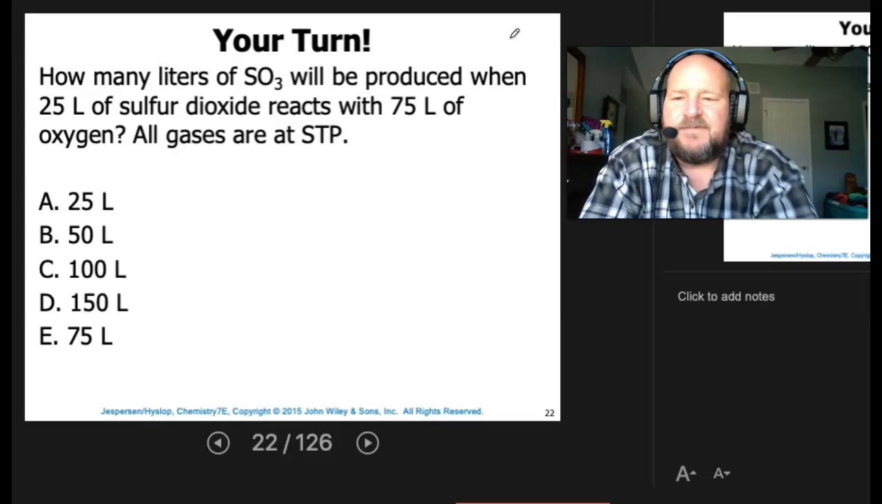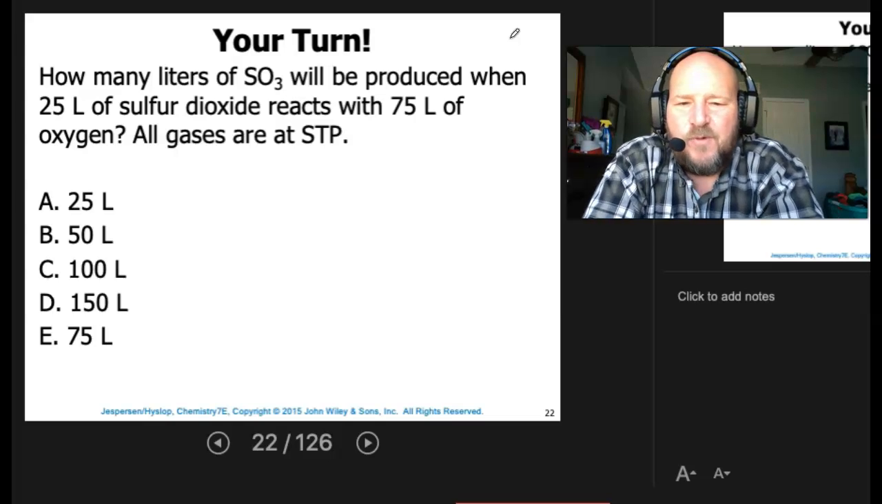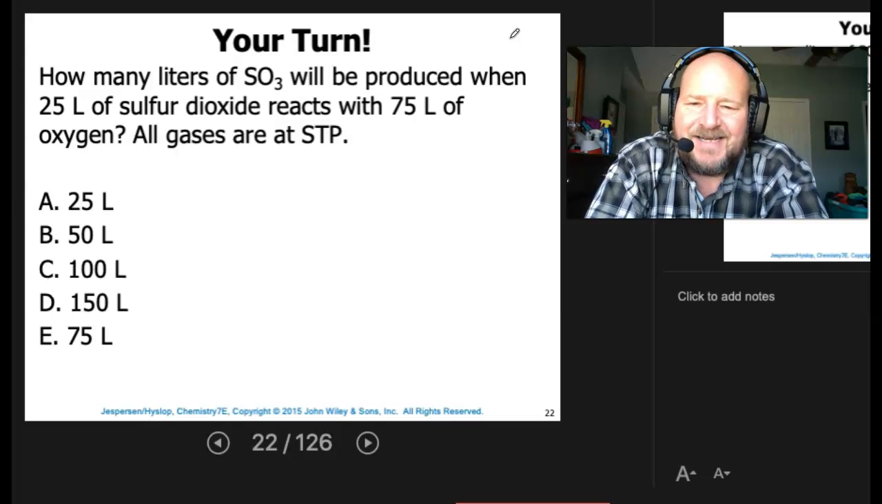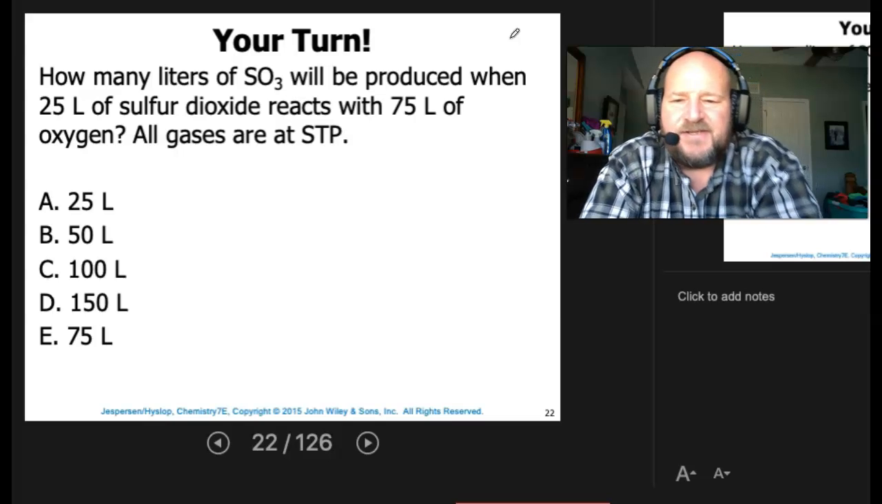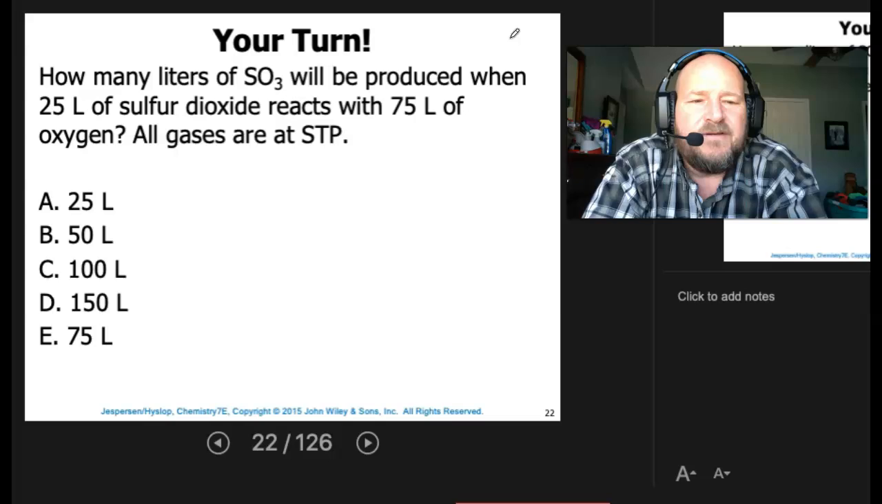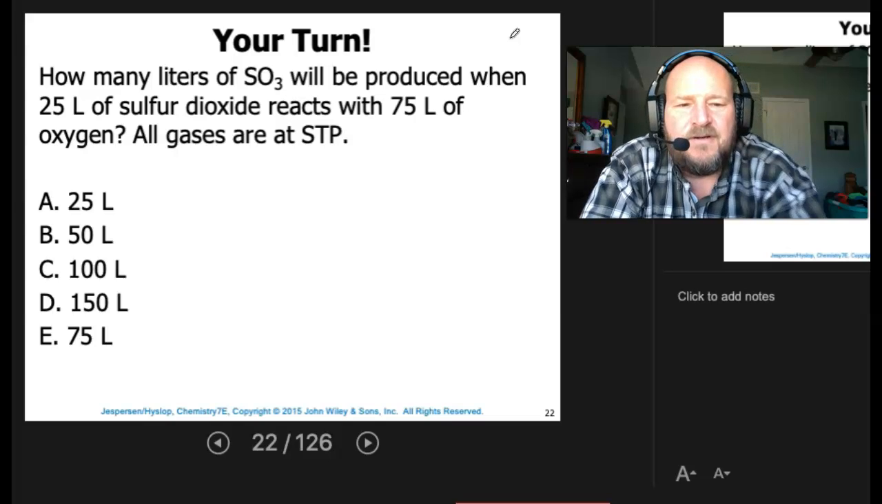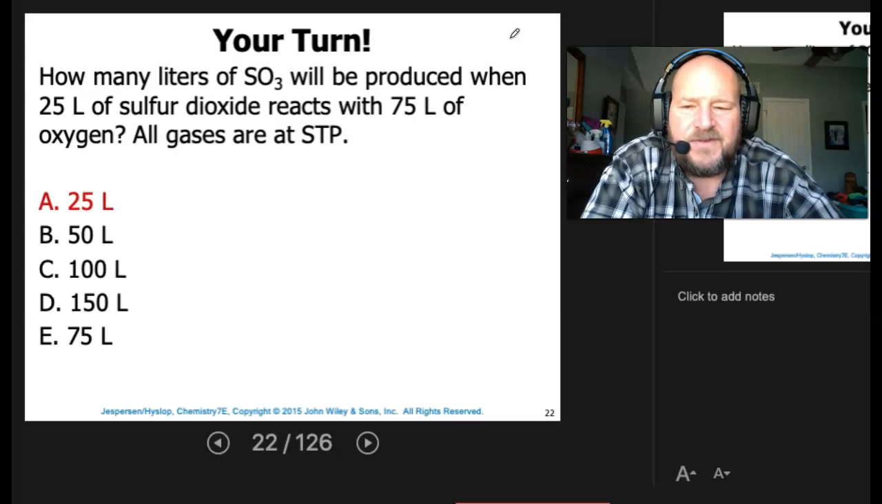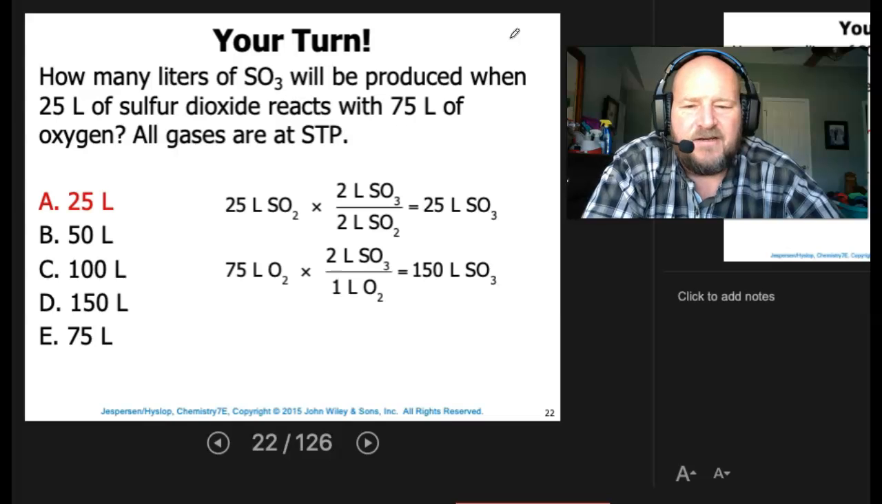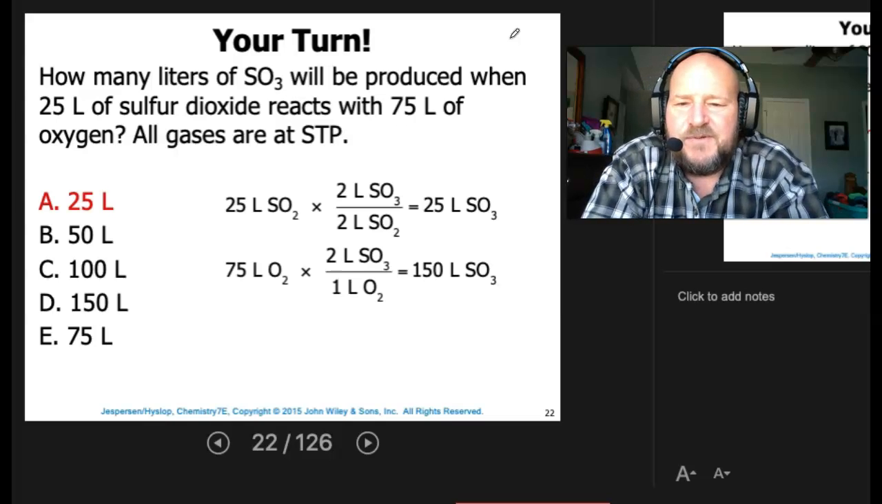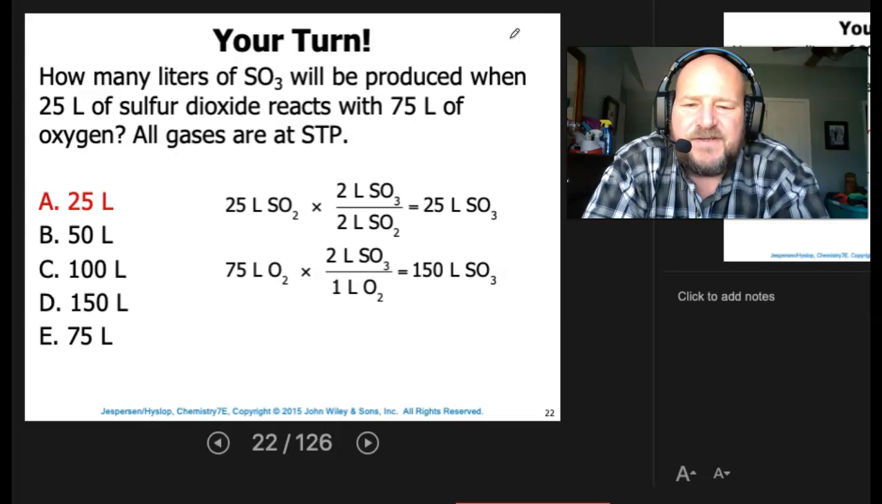So now you've seen some tricks. Let's try one. How many liters of SO3 will be produced when 25 liters of sulfur dioxide reacts with 75 liters of oxygen? All of your gases are going to be at STP for this question. Hopefully you came up with 25. If not, let's take a look at what you should have done. 25 liters of SO2 times 2 liters of SO3 over 2 liters of SO2 would give you 25 liters of SO3.